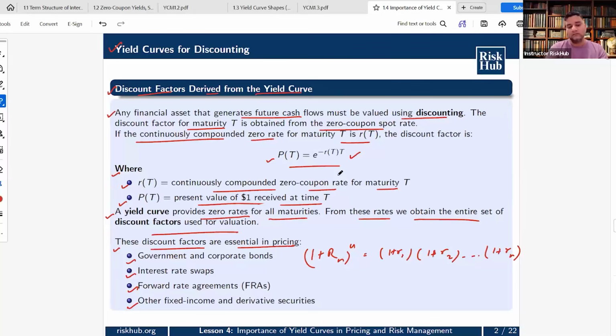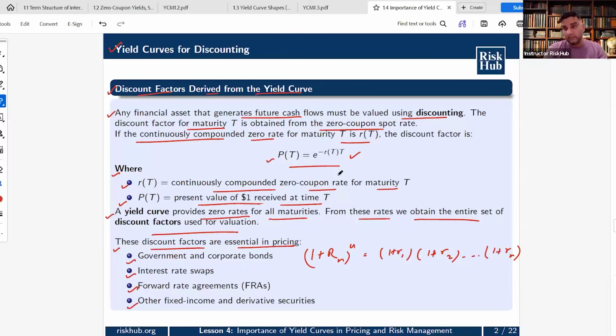The formula says the value today of 1 unit of currency paid at time T falls exponentially as the rate and the horizon rise. R(T) is the continuously compounded zero rate for maturity T. T is the time to that payment in years. P(T) is the discount factor, which is the present value of $1 paid at time T, and it matters because every valuation below is built from these numbers.